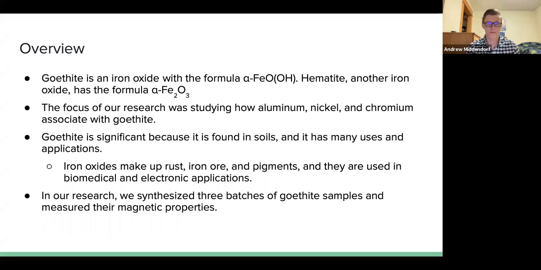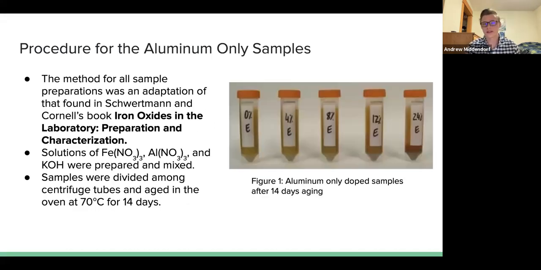aluminum samples as well. Goethite is significant, especially in its doped form, because it is very commonly found in nature and in laboratory practice. And it has a lot of uses in things such as pigments, biomedical applications, and electronic applications. In our research, we synthesized 3 different batches of goethite samples. First, an aluminum-only doped sample, and then an aluminum and nickel doped sample, and then an aluminum and chromium doped sample. So we're going to talk a little bit about how we prepared these different samples.